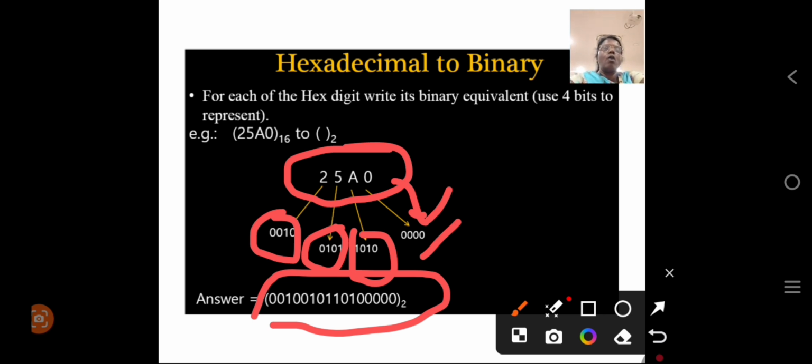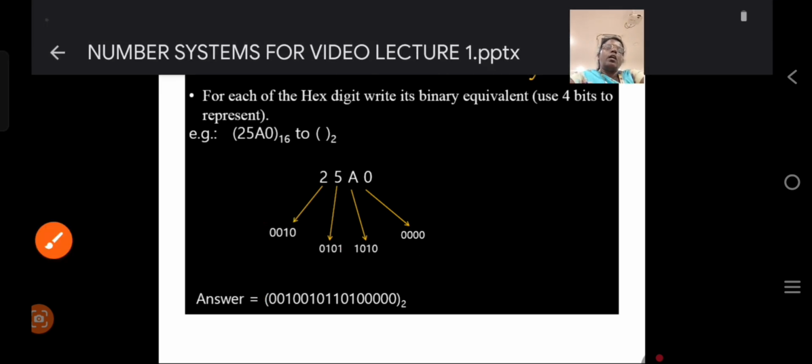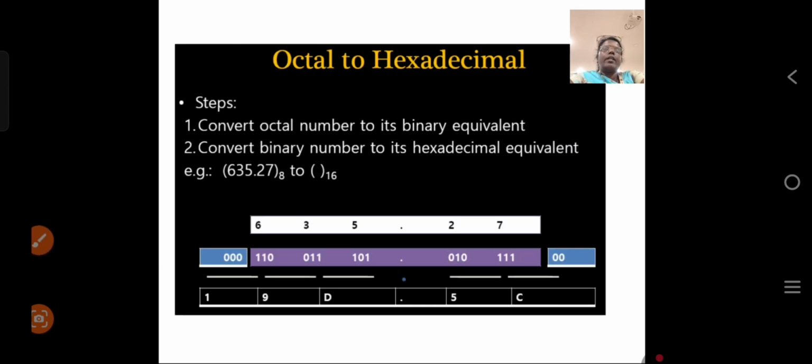Okay, so this is how we can convert hexadecimal to binary. So almost we have completed all the conversion processes except octal to hexadecimal and hexadecimal to octal. This can be achieved through an intermediate number system, either the decimal number system or the binary number system. If the intermediate system is binary between octal and hexadecimal, it's the easiest method for performing the conversion.